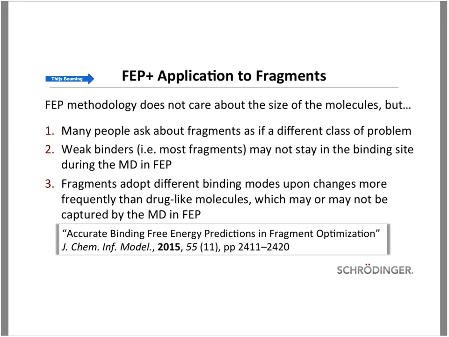But people do talk about fragments as if they are a different class of problem than drug-like or lead-like small molecules. And arguments for that is that most of these fragments are relatively weak binders, and since we're doing MD simulations, it's possible that these weak binders may or may not stay in the binding site over the course of the simulation. And there's the issue of degeneracy of binding modes, so fragments can adopt different binding modes much more easily than small molecules do when you make very small changes to them. For example, changing a nitrogen to a carbon in an aromatic ring. And this may or may not be captured by the molecular dynamics in FEP. We published this data, this retrospective data, in a recent JCIM paper that's listed here.